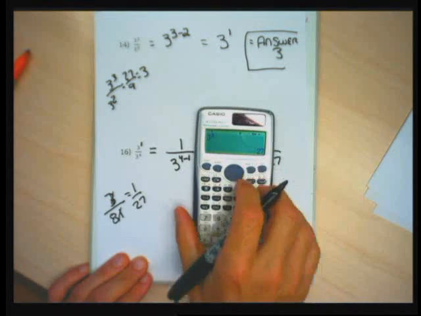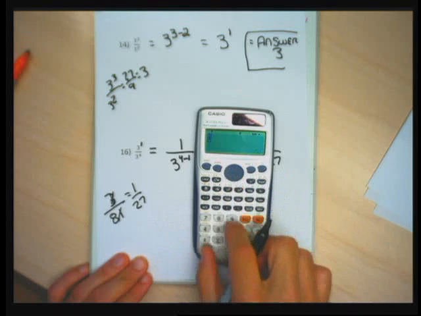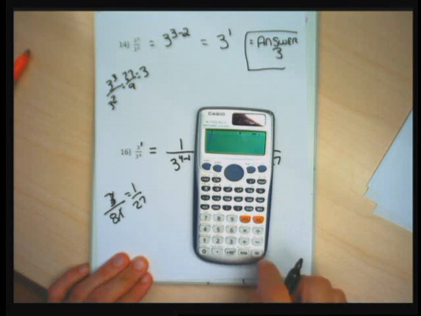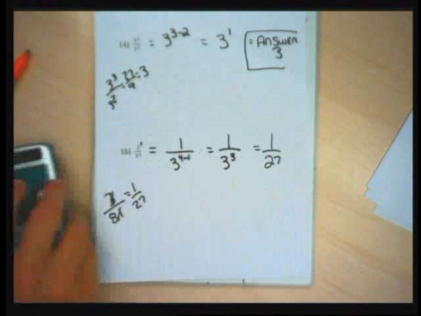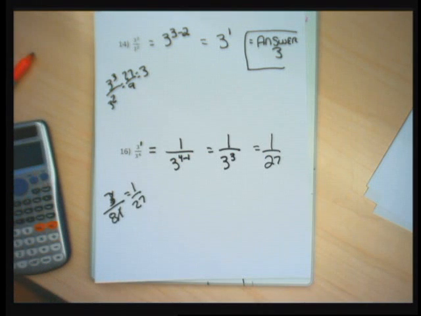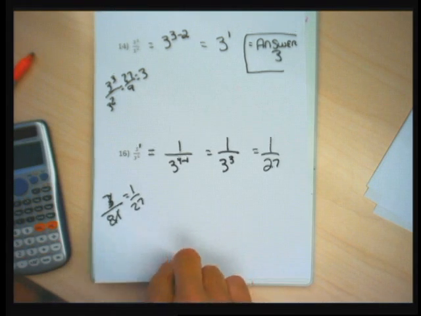Again, I could have just done this on my calculator. I did 3 over 3 to the 4th, and it told me it's 1 over 27 without using the rules of exponents. But once the problems have letters, you're bound to the rules of exponents.